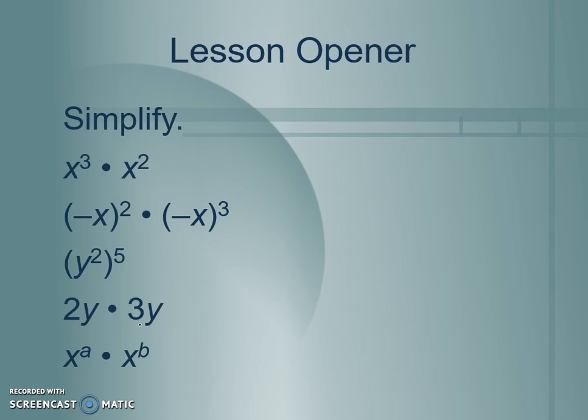First of all, we need to remember that when we have a like base, like we have x's, and we're multiplying with exponents, that means we just add the exponents. So we would have x to the third plus 2 for this x squared, and we end up with x to the fifth. Same thing here, we have like bases. We have negative x's, so we're going to keep a negative x. We have 2 plus 3, since we're multiplying with exponents, we add those exponents, and we end up with negative x to the fifth.